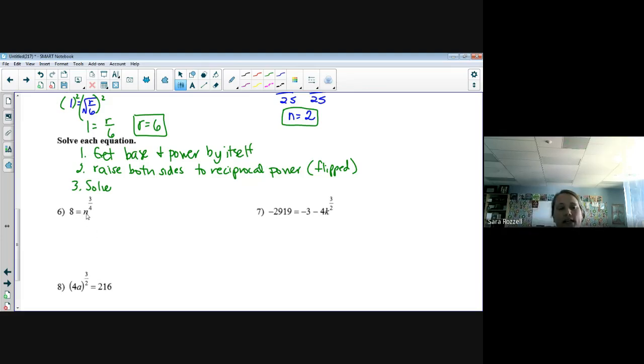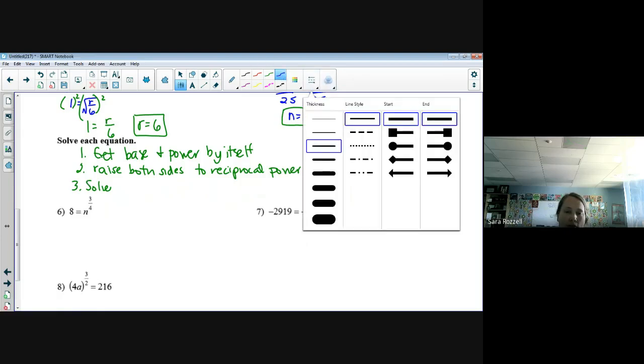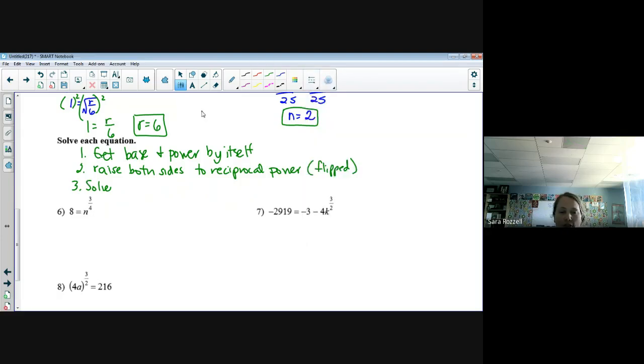All right, on number 6, our base and our power are by itself. We don't have anything else like in the front of it or added like we do on number 7. So step 1 is already done for us. So we're going to raise both sides to the reciprocal power. So we started with 3/4. So when I flip 3/4 over, I'm going to get the 4/3. Okay? We raise both sides to the 4/3.